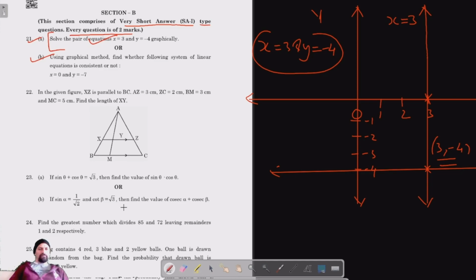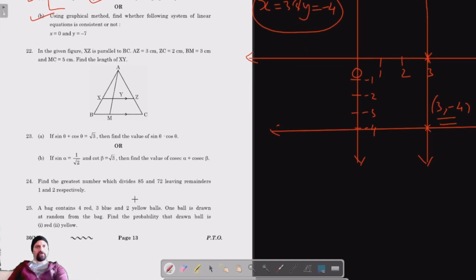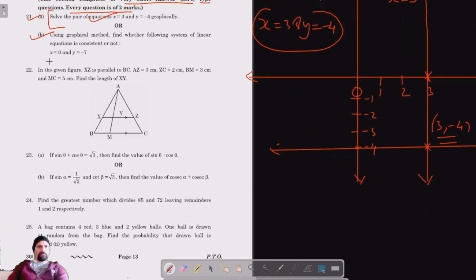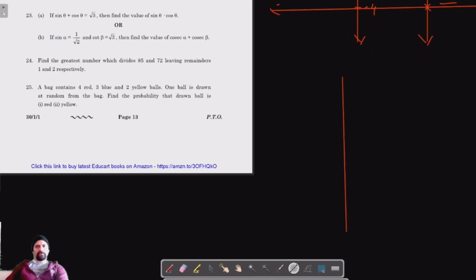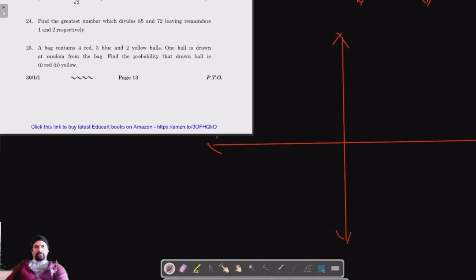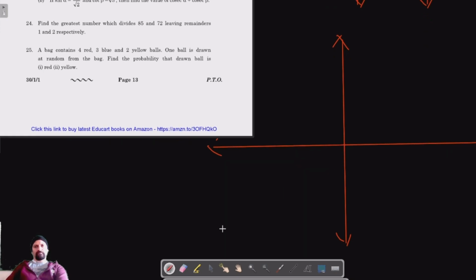Okay, for part B, using the graphical method, we have to find whether the system of linear equations is consistent or not, and we have to plot the graph of x is equal to 0 and y is equal to -7. So let's plot the graph. So this is, let's say, x and y axis. Now x is equal to 0. So this is the origin, x and y axis. So x is equal to 0 is here.